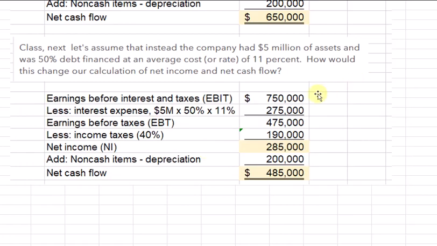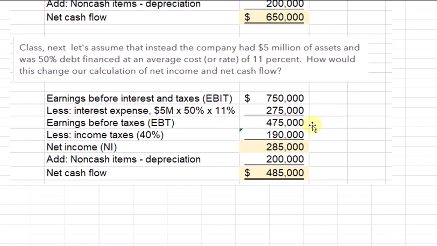All right, so we start out with the same $750,000, but this time we have to take the $5 million times 50%, right? $5 million of assets, and half of that represents debt. If you remember the accounting equation, assets equals liabilities plus equity. So if it's financed at 50%, then half of that $5 million is financed with debt, times 11%. That gives us the interest expense.